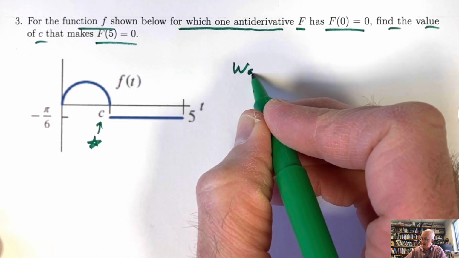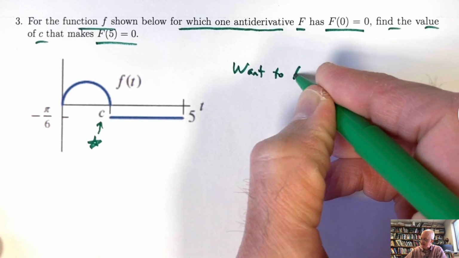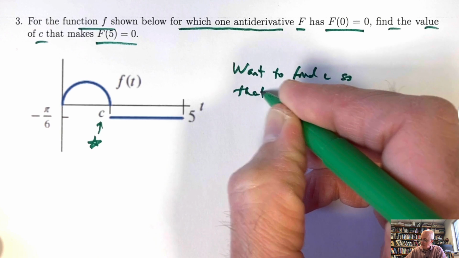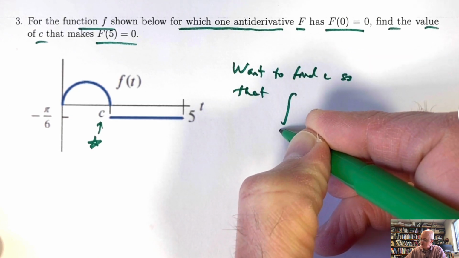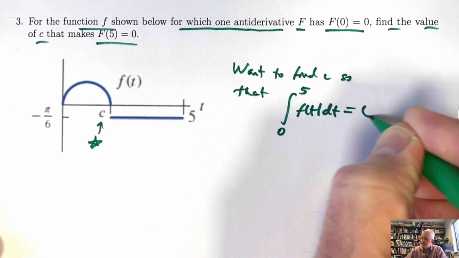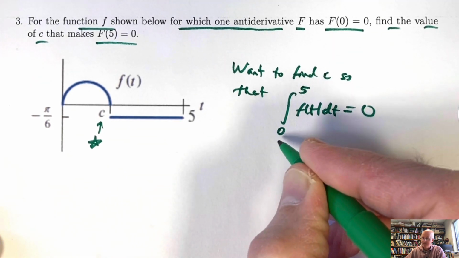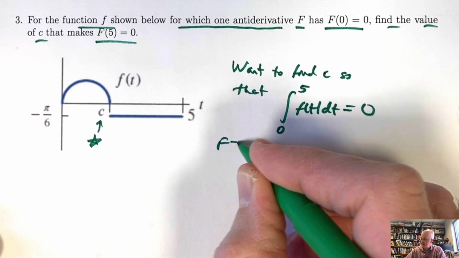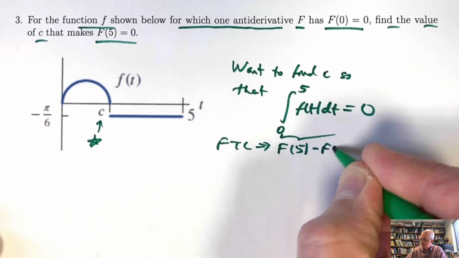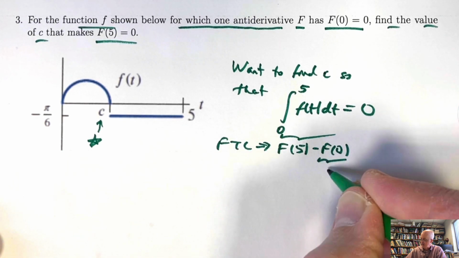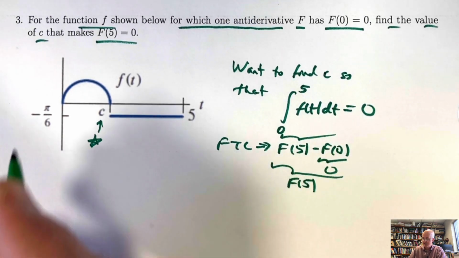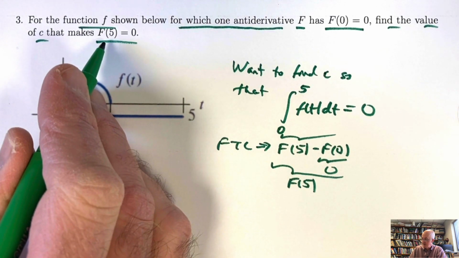We want to find c so that the integral of this function little f of t from 0 to 5 equals 0. Why? Because by the fundamental theorem of calculus, the value of this integral is capital F of 5 minus capital F of 0. Capital F of 0 is assumed to be 0. Therefore, this is capital F of 5. And that's what finishes the problem. We want capital F of 5 to be 0.